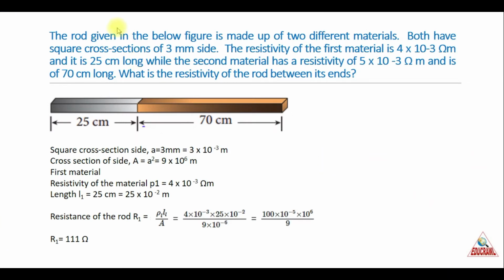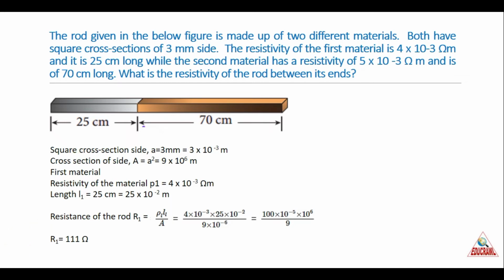The next problem. The rod given in the below figure is made up of two different materials. Both have square cross sections of 3 mm side. The resistivity of the first material is 4 into 10 power minus 3 ohm meter and it is 25 centimeter long, while the second material has a resistivity of 2 into 10 power minus 3 ohm meter and it is 70 centimeter long. What is the resistance of the rod between its ends?